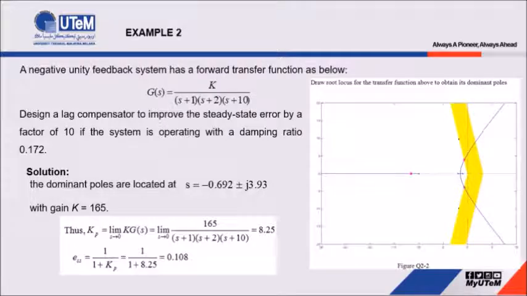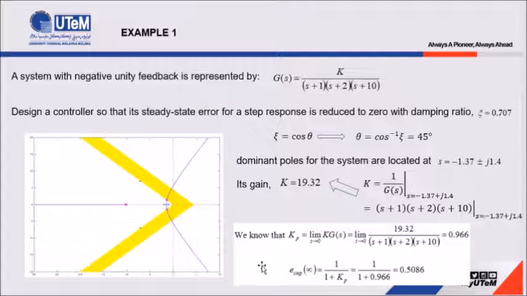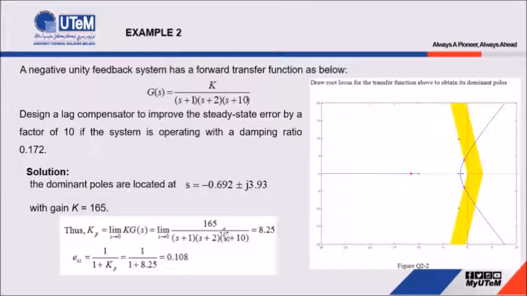Okay, next after that we have to find the value of K. So we use the same step as in the PI controller. After we get the dominant poles, we just use this formula and put that pole inside this S, and after that you just solve the equation and get the value for K, in this case equal to 165.